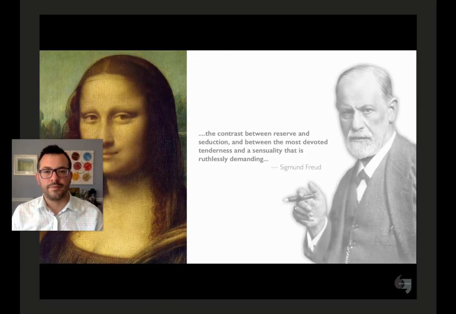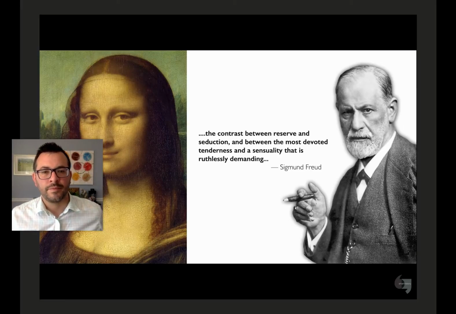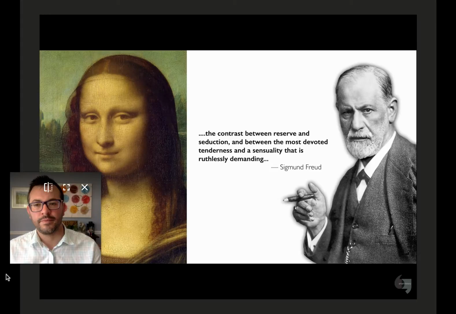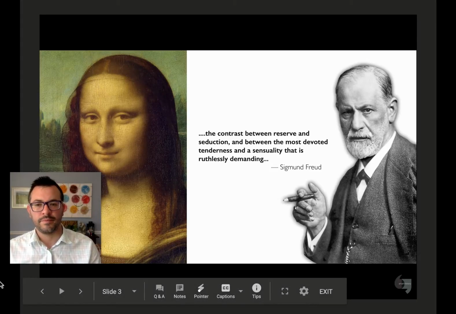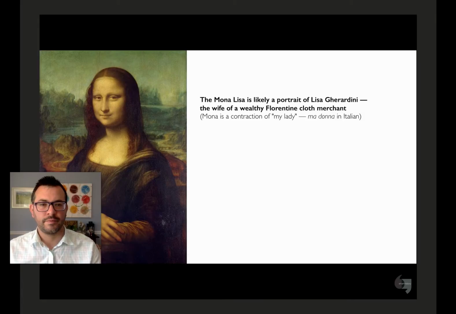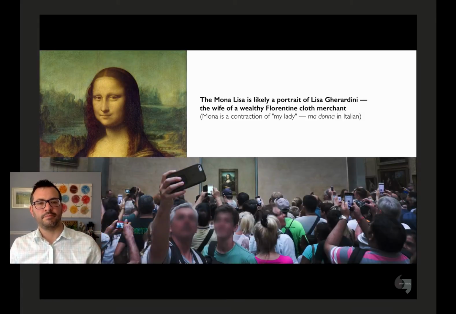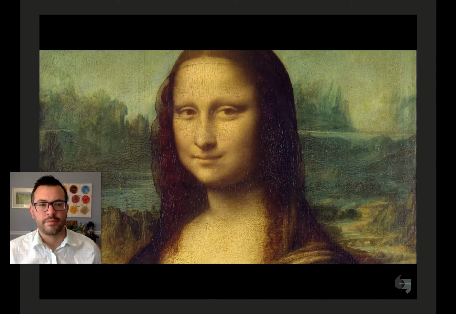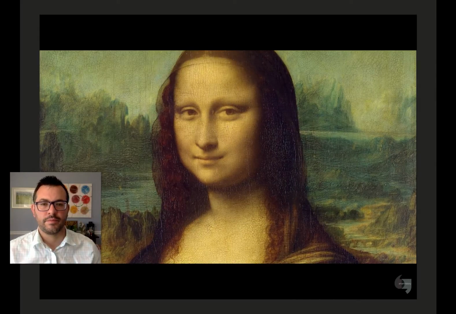Sigmund Freud, for example, saw a combination of maternal gaze, but also a gaze that was flirtatious. And I think I do see both of those aspects here. This is a portrait of the wife of a Florentine merchant. And as we look out at the sea of people taking selfies in front of the Mona Lisa, it's good to remember that only the elite could have their portrait painted during the Renaissance. This was an expensive proposition.